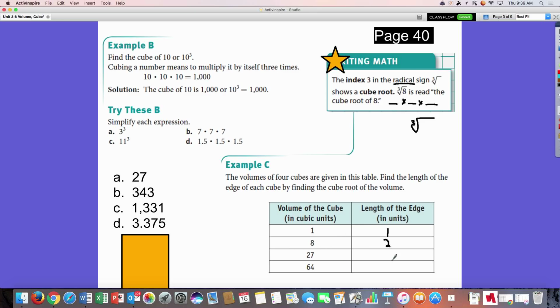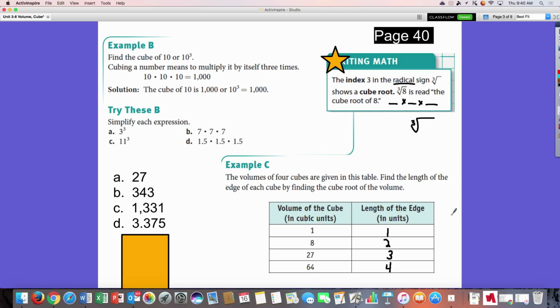How about this one? You're right. 3. 3 times 3 times 3 equals 27. And 4. Because 4 times 4 times 4 is 16, or 4 times 4 is 16 times 4 is 64. This way you're going forward, multiplying, and this way you got to think of the number that multiplies to give you this number.